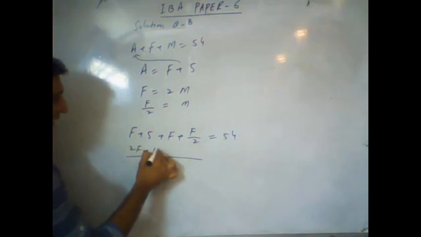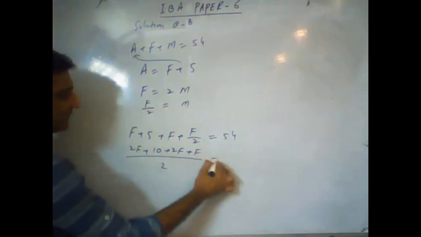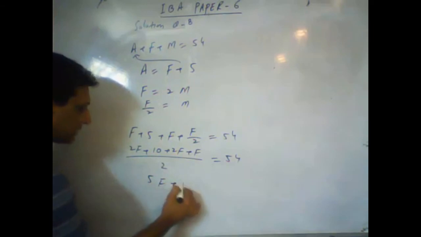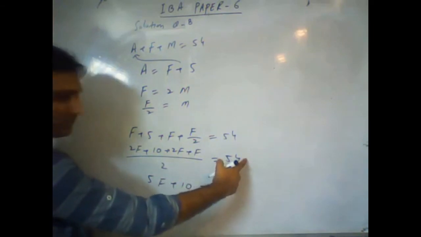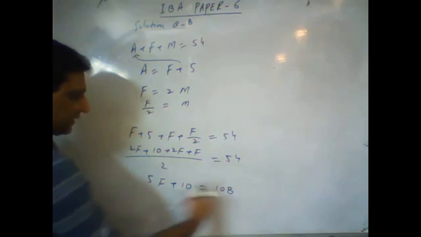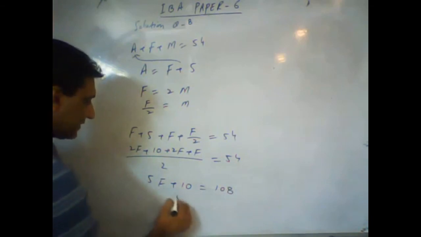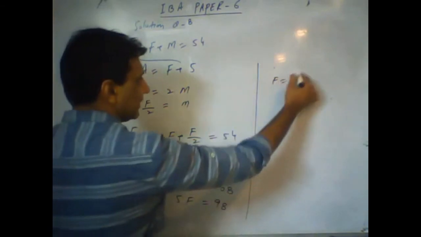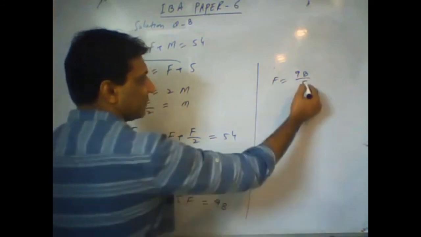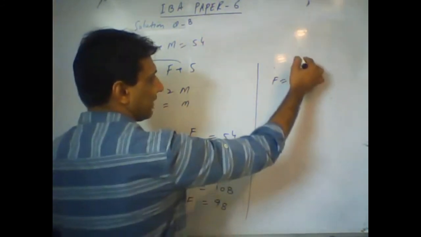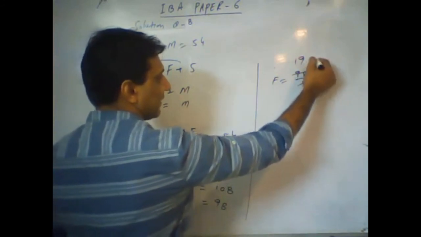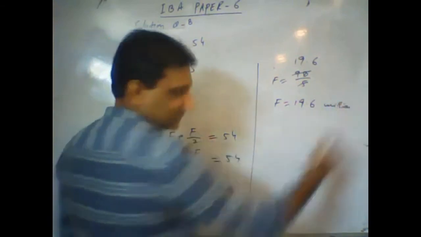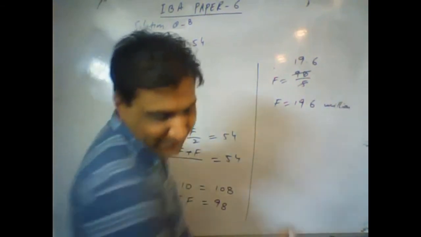2f plus 10 plus 2f plus f is equal to 54. 2f plus 2f is 4f, plus f is 5f, plus 10. Multiply this 2 with 54, that will be 108. So 10 will be subtracted from that side, that will be 98. 5f is equal to 98. So the value of f is equal to 98 divided by 5. So Fareed will pay 19.6 million. That is option B.